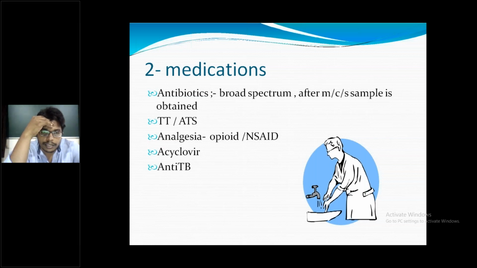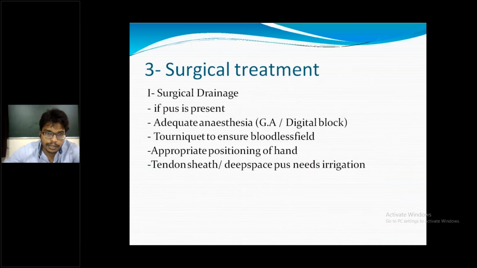Analgesia, opioid or NSAIDs can be given to relieve the pain, and acyclovir for herpetic whitlow, and anti-TB for mycobacterial infections. Surgical treatment is nothing but surgical drainage, incision and drainage, and you have to know the fascial planes properly to create these incisions with proper drainage.